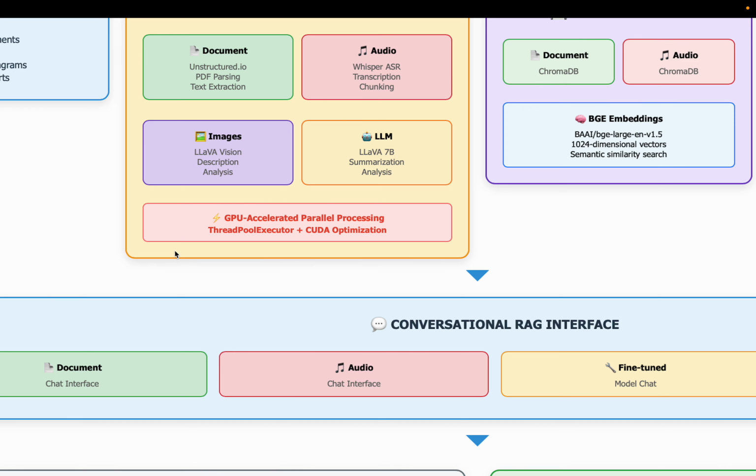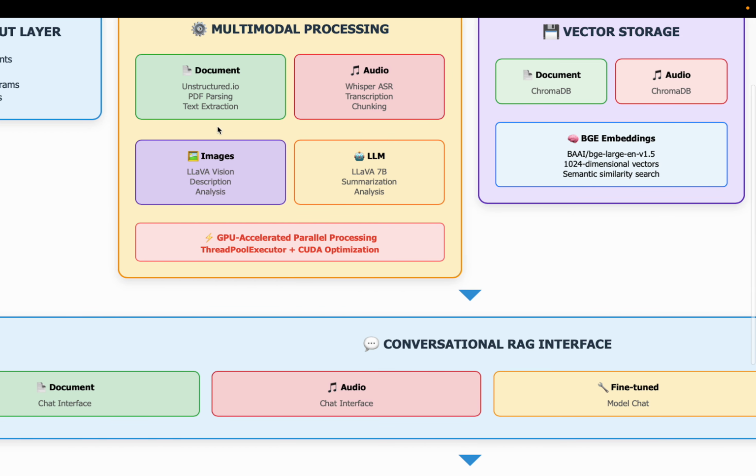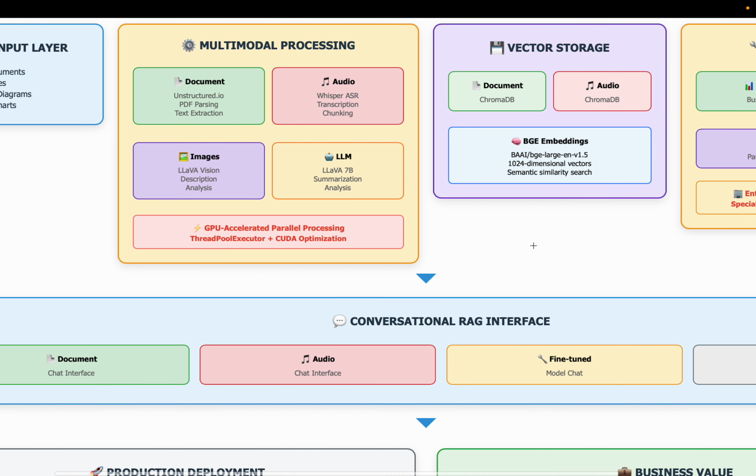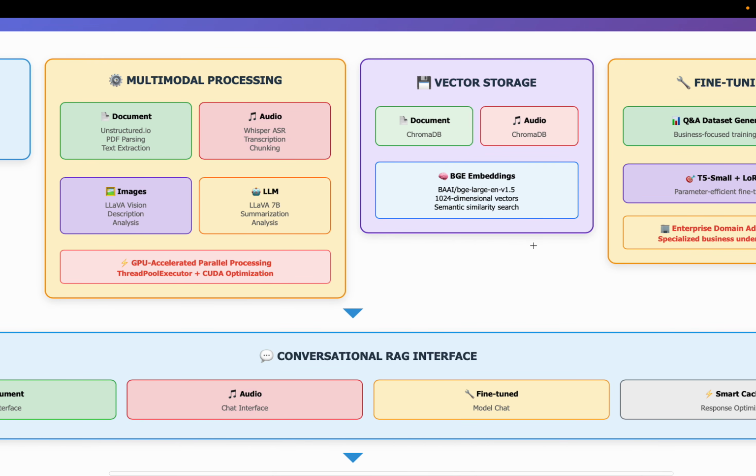Document processing uses unstructured.io for intelligent PDF parsing, and audio processing uses Whisper ASR with chunking for long form content. Image processing leverages LLaVA 7B for vision understanding, and LLM analysis provides summarization using a 7B parameter model. So everything runs on GPU acceleration. I use Colab for this.